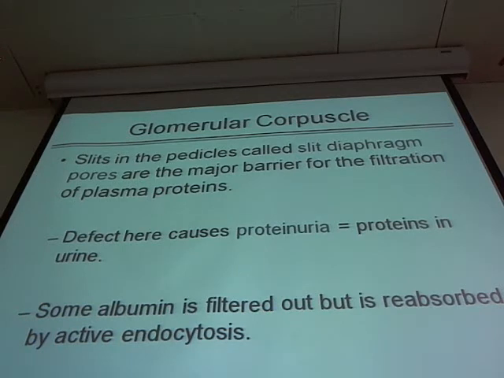Glomerular corpuscle, slits in the pedicles called slit diaphragm, major barrier to the filtration of plasma proteins. A defect here causes proteinuria. Albumin is filtered out but is reabsorbed.